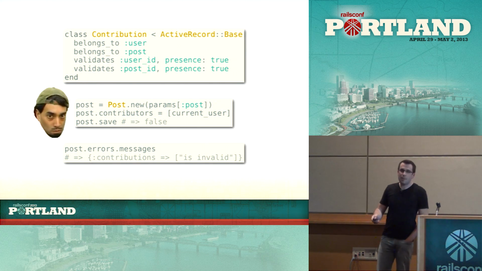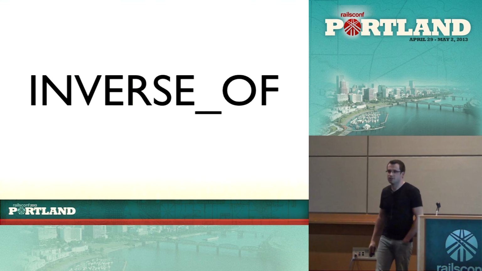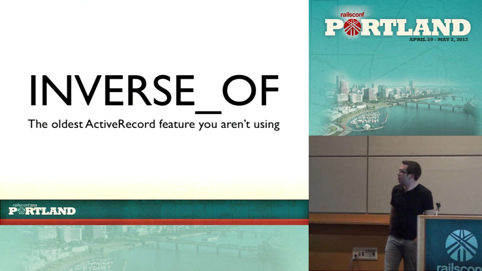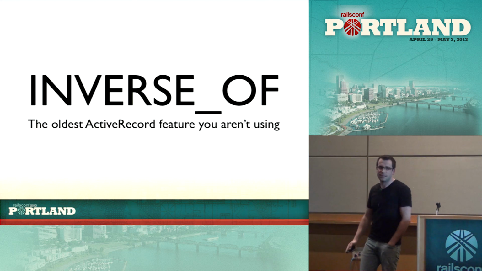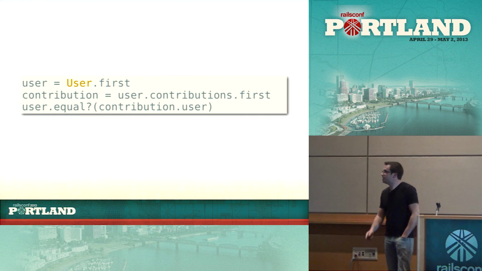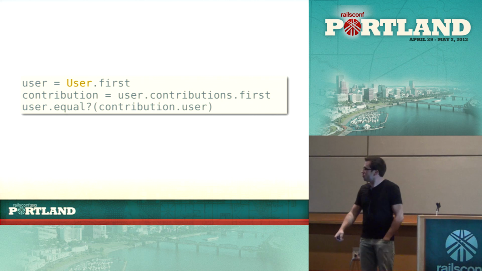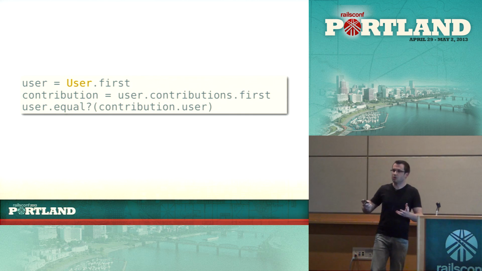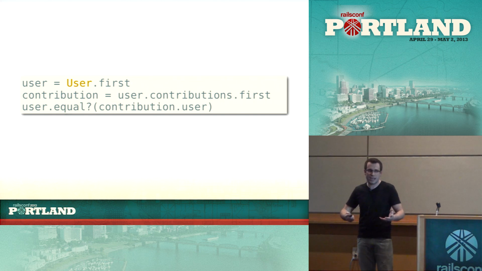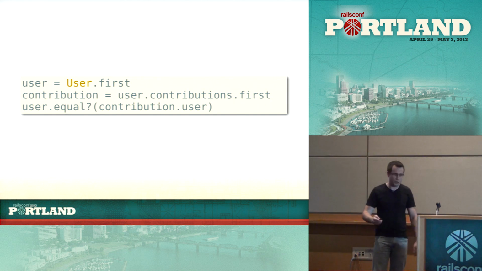So how many of you know what inverse of does on your associations? Less than I even had hoped for. Okay. So inverse of is the oldest ActiveRecord feature that you aren't using, and you should totally use it, and here's why. So here's an example. User equals users first. All right, so you find the first user. You then find his first contribution. One would think you would compare the first user's first contribution's user with the user who owns the contribution, and you would get object equality, right? No, you wouldn't get object equality.